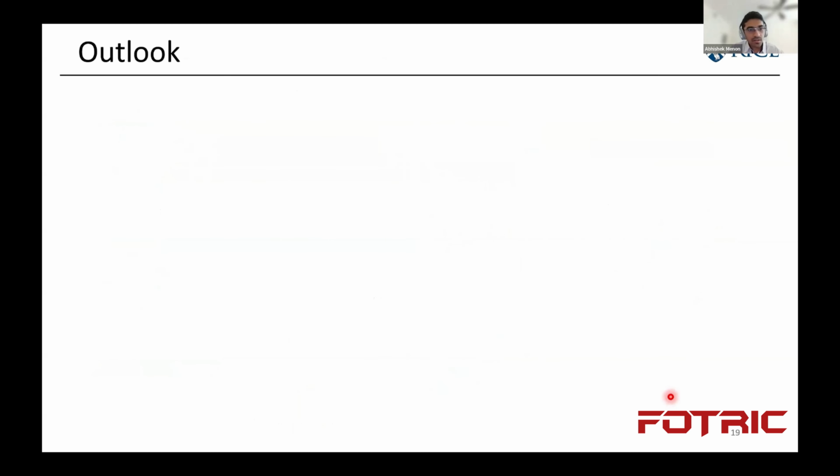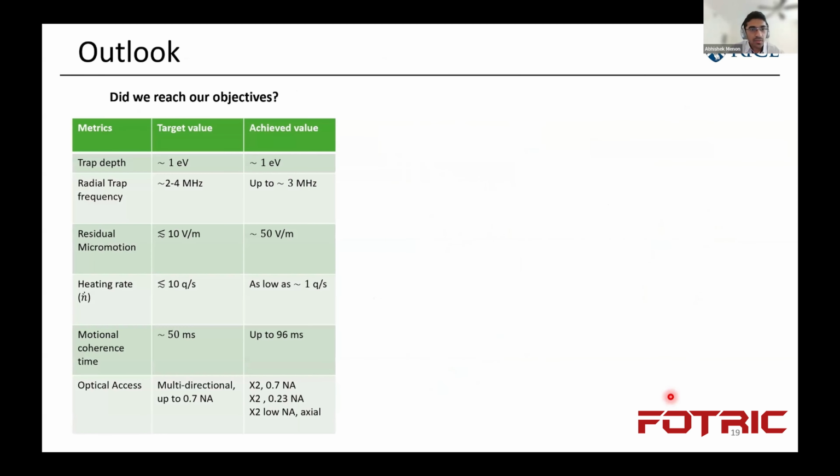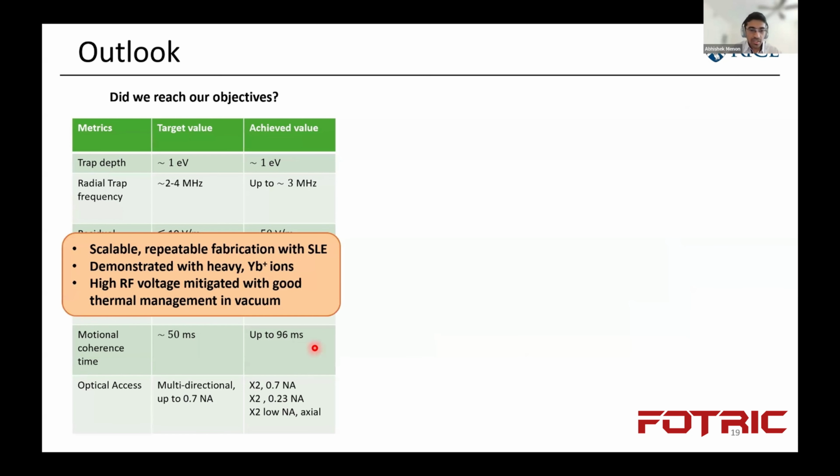And let's look back onto our metrics. Did we achieve them? So yes, it seems like we did achieve at least most of them or get very close to them. And this is a big demonstration of how reproducible, scalable, and reliable these monolithic 3D fused silica ion traps are. And they're great for working with heavy ions, and all the engineering that went into the thermal dissipation really helped.